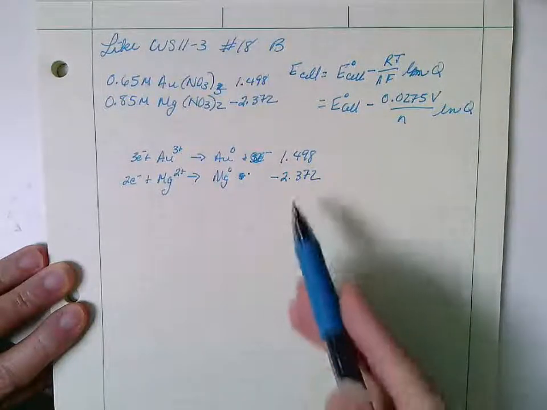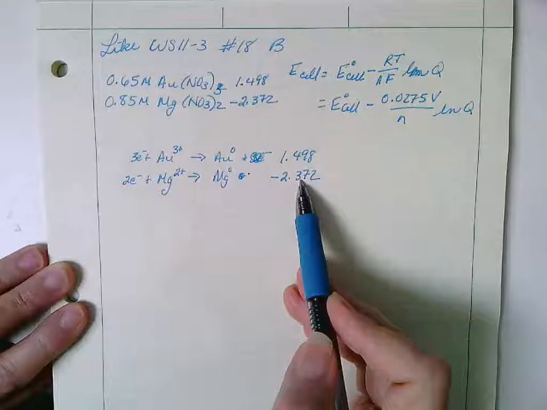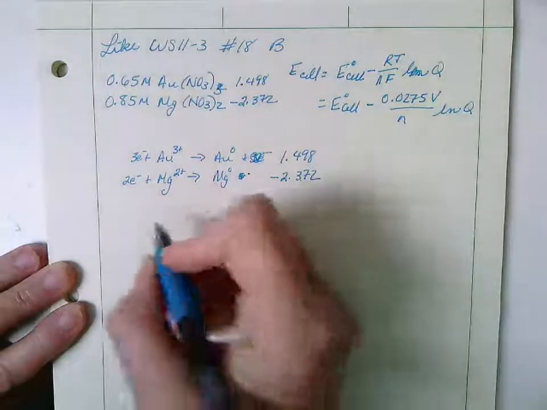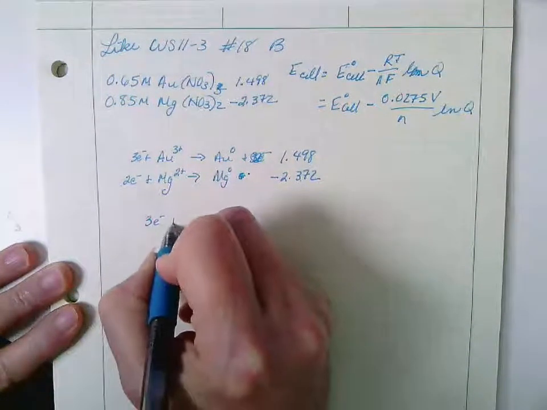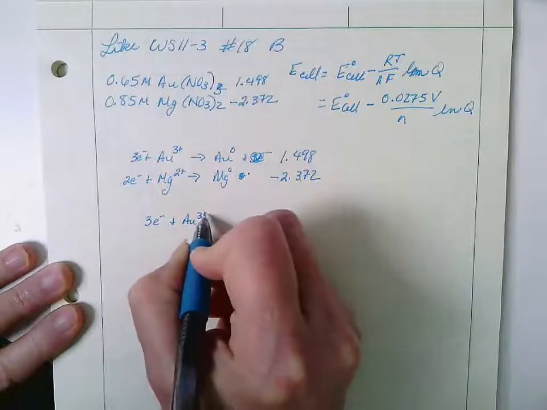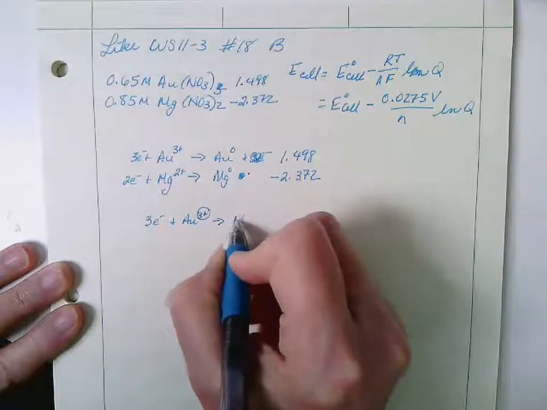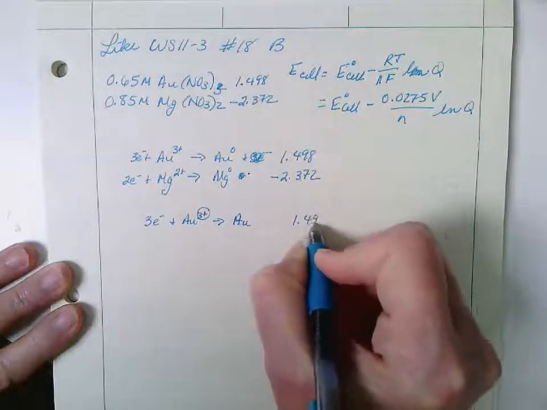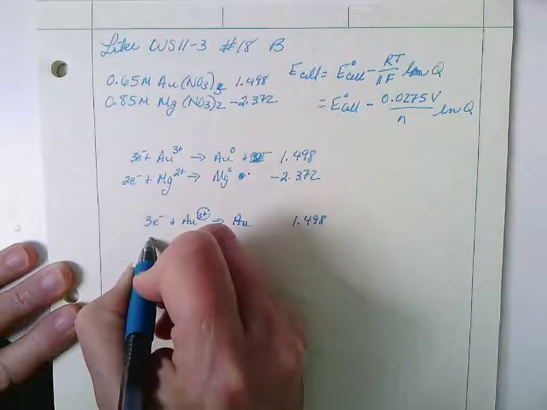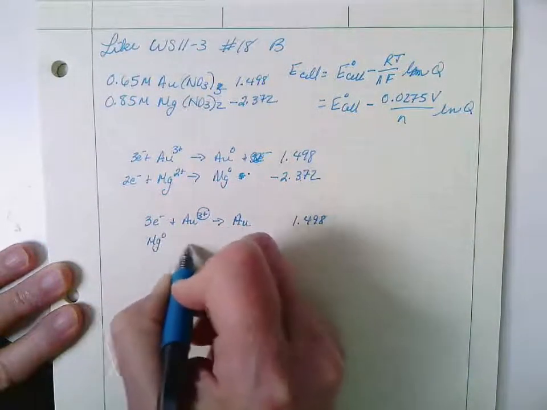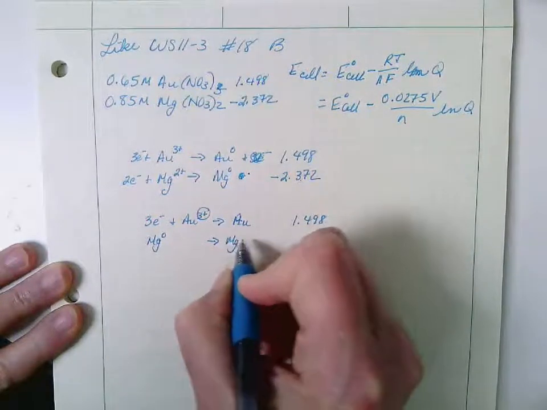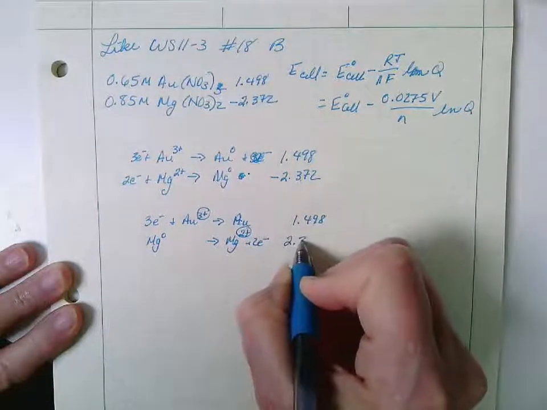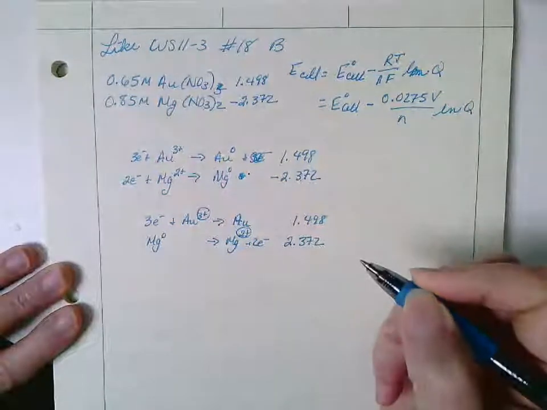This is a galvanic cell, so I have to have a positive cell potential. The only way to get that is if this equation is flipped. So I'm going to go ahead and rewrite both of them with this one flipped. So 3 electrons plus Au3+ yields Au, and that is going to be 1.498. This is going to be Mg0 goes to Mg2+ plus 2 electrons, and that's 2.372, and now it's positive.